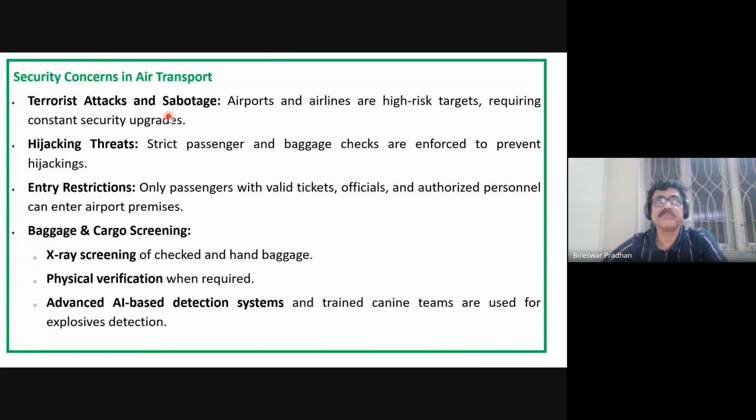hijacking. Airports and airlines are high-risk targets, requiring constant security upgrades against hijacking threats. Strict passenger and baggage checks are enforced to prevent hijacking. If hijackers are there, they demand something, but it can be prevented through strict passenger and baggage checks. If they properly check the baggage, it can be prevented.